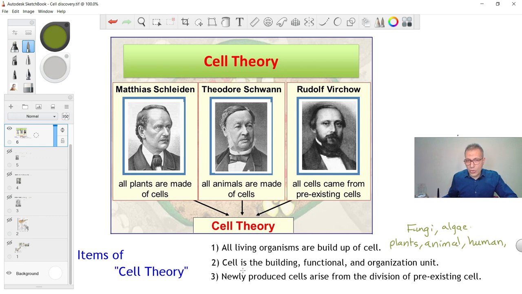Number two, the second item. Cells are not only the building unit, but also the functional and organizational unit of living organisms. What does it mean? A group of cells, look here, will form one tissue, and many tissues will form an organ, and many organs will form an organ system, and finally many systems that work together will form the body of a living organism.